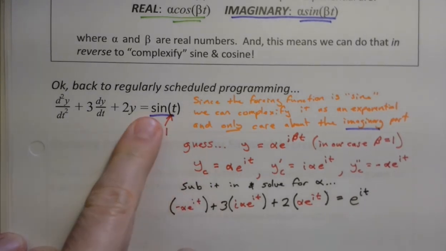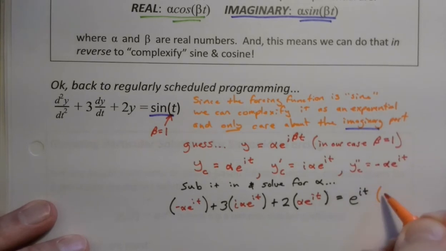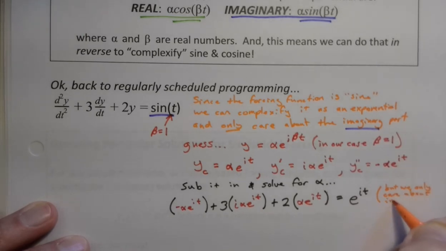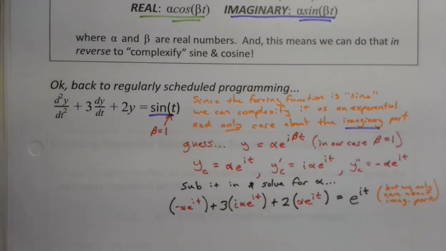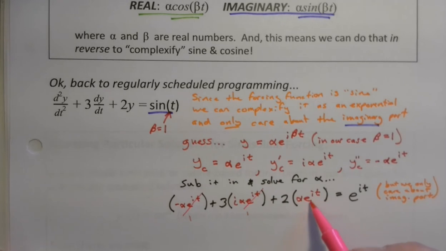Now you might say, well, wait a minute, it's just sine. Yeah, but remember, we only care about the imaginary part. So I'm going to make a little note here and say, but we only care about the imaginary part. And the good news is we're not actually going to care about it for very long because over here we've got e to the it in every single one of those terms, so we can factor it out. We can cancel it out because that can never equal 0. So we're never worried about dividing by 0.